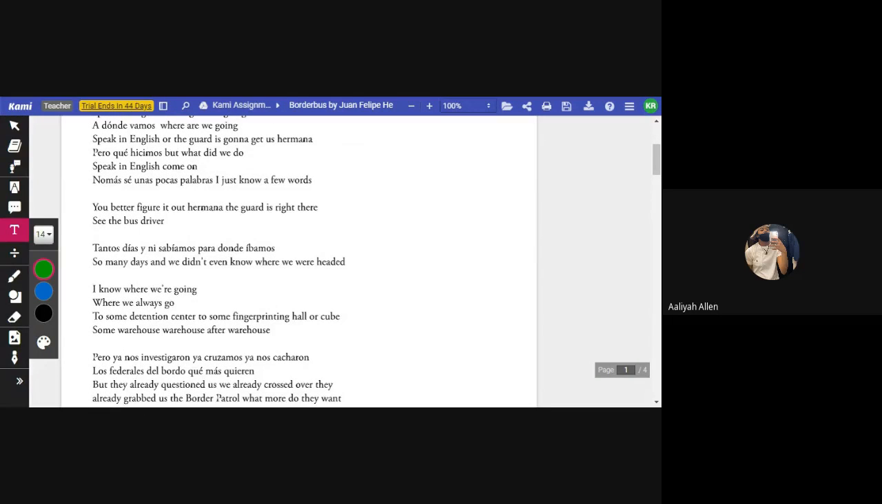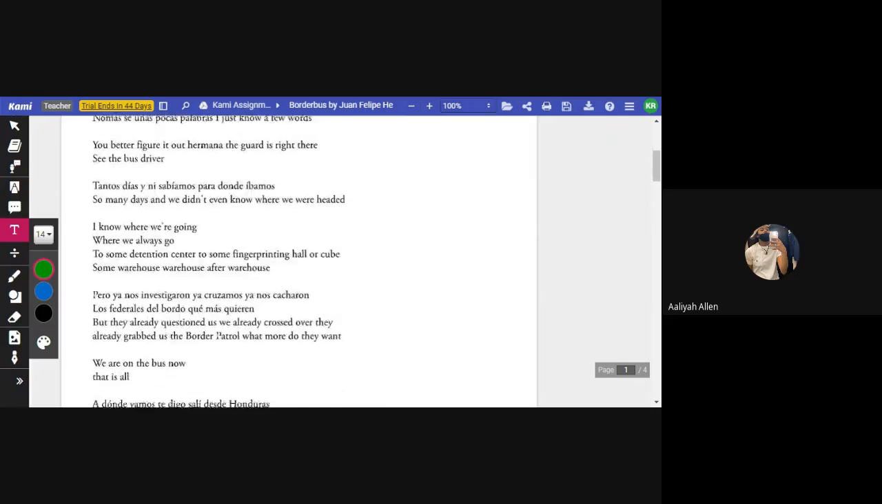Tantos días y ni sabíamos para dónde íbamos. So many days and we didn't even know where we were headed. I know where we're going. Where we always go. To some detention center, to some fingerprinting hall or cube. Some warehouse after warehouse.